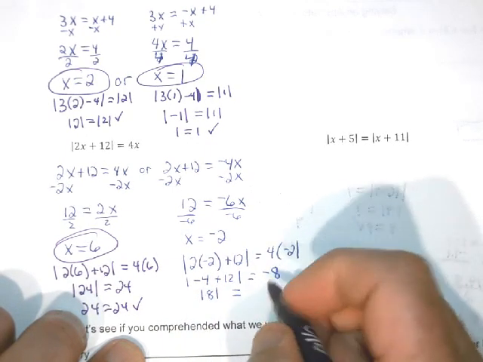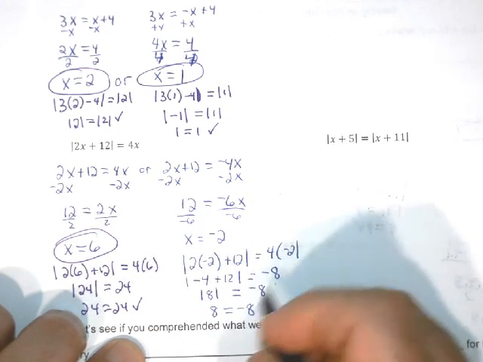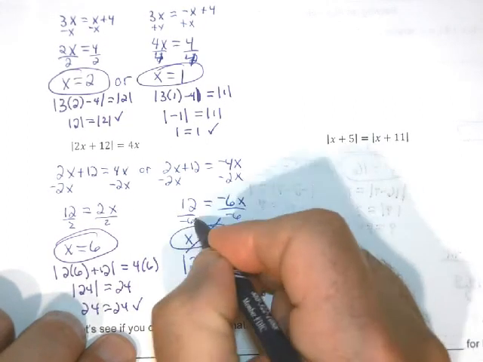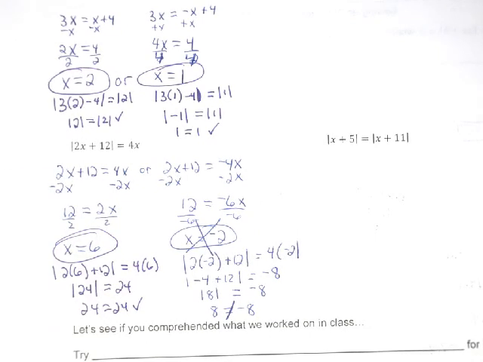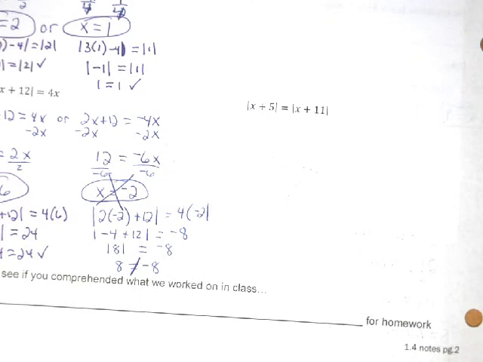I'll go a little further with this. So this is going to come out to the absolute value of 8 equals minus 8. And we get 8 equals negative 8. That is not good. So this answer right here does not work. So we only have one answer for this problem. I am going to let you do the last one here on your own, and we'll check in with those later.